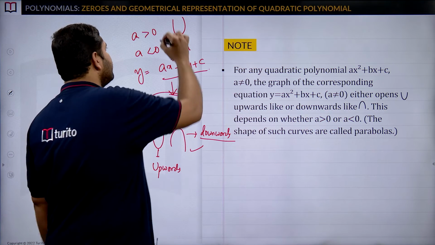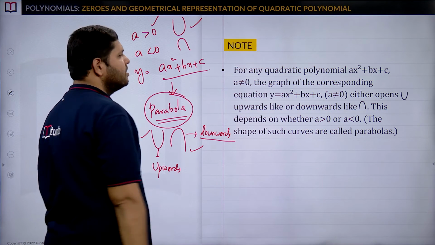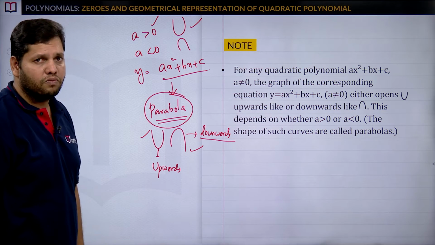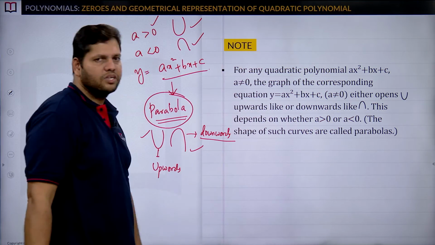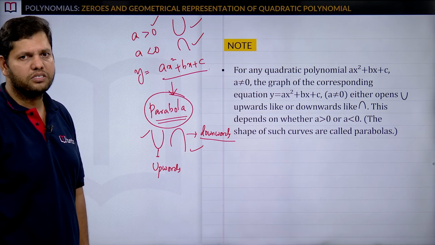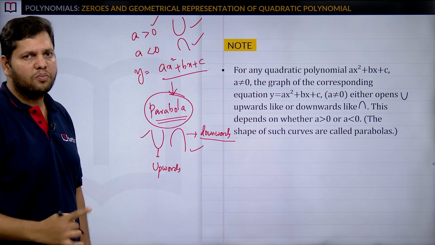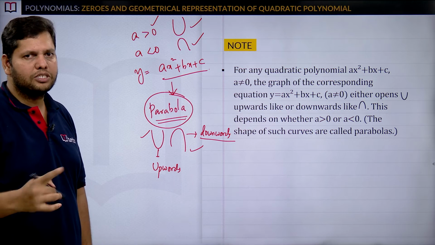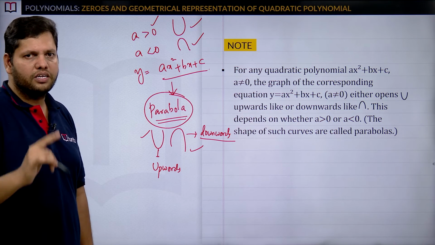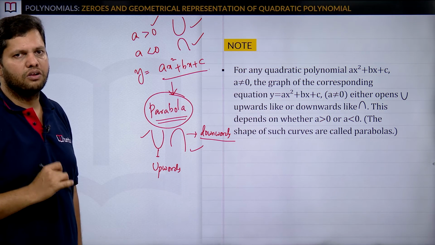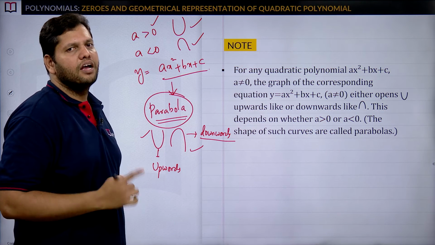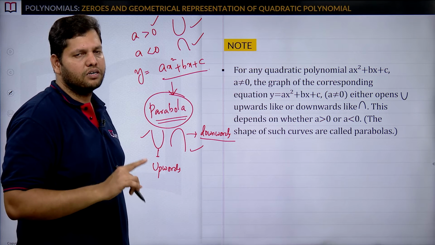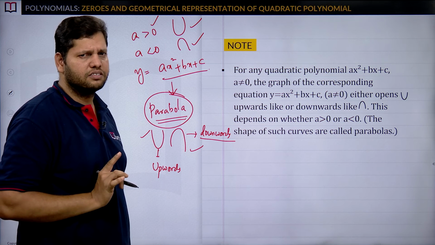If the x square coefficient a is greater than 0, it is an upward direction. If the x square coefficient a is less than 0, we will get a downward direction. Clear, children? Any doubts up to here? I am talking about the shape only. The shape has 2 forms, upward and downward, depending upon the x square coefficient. If it is greater than 0, upward; less than 0, downward. That's it.